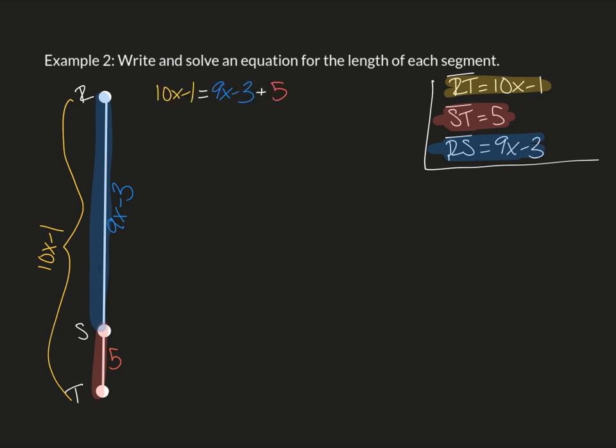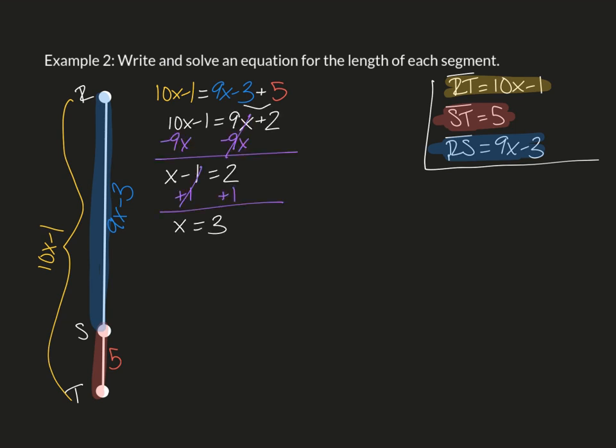Here's the equation you should have. So 10x minus 1, that's the whole thing, equals the two smaller parts put together. So 9x minus 3 plus 5. Now that you've got the equation, please start solving for x. You should have solved and gotten x equals 3. Now remember, usually we're done when we've solved for x, but this question wants us to find the actual lengths of the other segments, so the yellow and the blue on the video. So let's now try to solve for what the yellow and the blue are. When you come back, I'll have the answer for you.